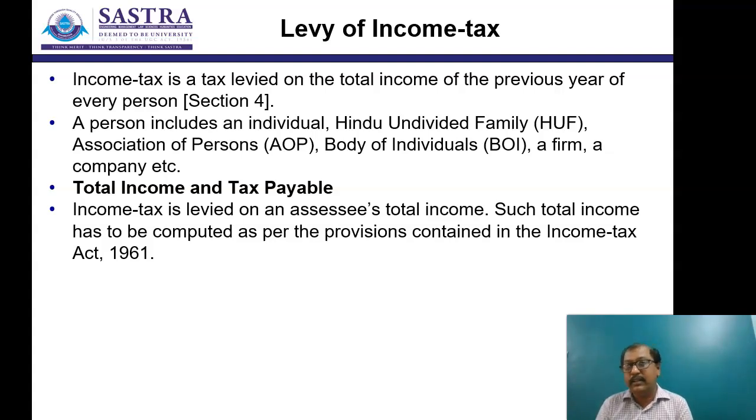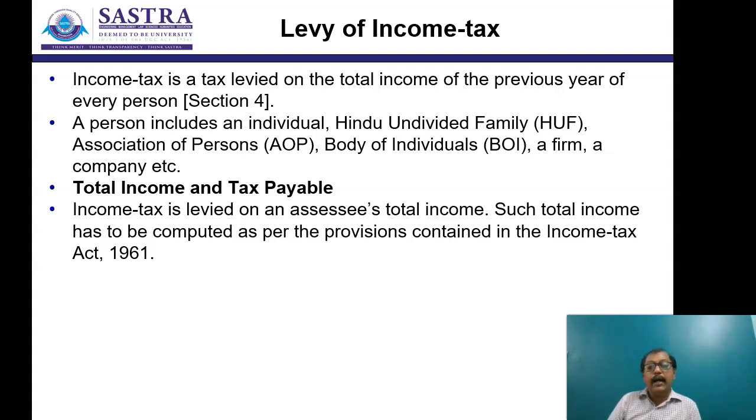Section 4 of the Income Tax Act deals with that, and it gives the provisions relating to the total income. When I say a person in the Income Tax Act, it's not the individual alone. It includes all individuals, Hindu undivided family, association of persons, body of individuals, a firm, a company, and so on. Whoever is an artificial person in the eyes of the law is going to be treated as a person.